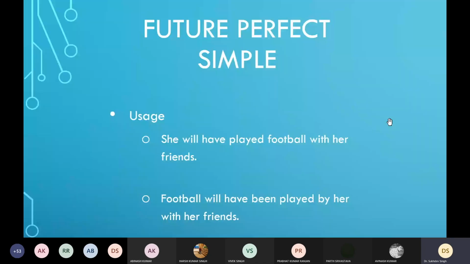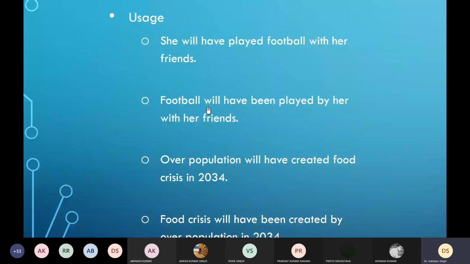Future perfect simple. So let us see the first example. She will have played football with her friends. So now this is converted. Football will be lifted and placed as subject. After that, will have is used. We add been. Third form will remain third form. By will be added, and then this subject she will be converted into passive as her, and then with her friends will remain the same.